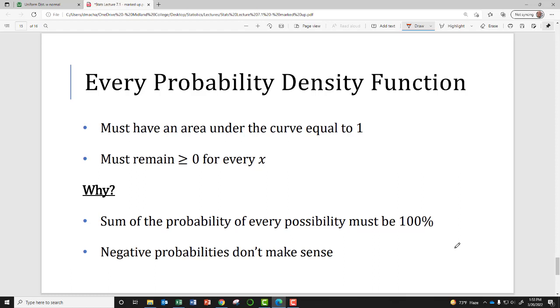To recap, every probability density function must have an area under the curve equal to 1. Every probability density function must remain greater than 0 for every x value. So you can't have anything dipping below the curve because negative probabilities, that doesn't make sense. Does it make sense to say that the probability that the Broncos are going to win their next football game is -5%? Just negative probabilities don't fly.